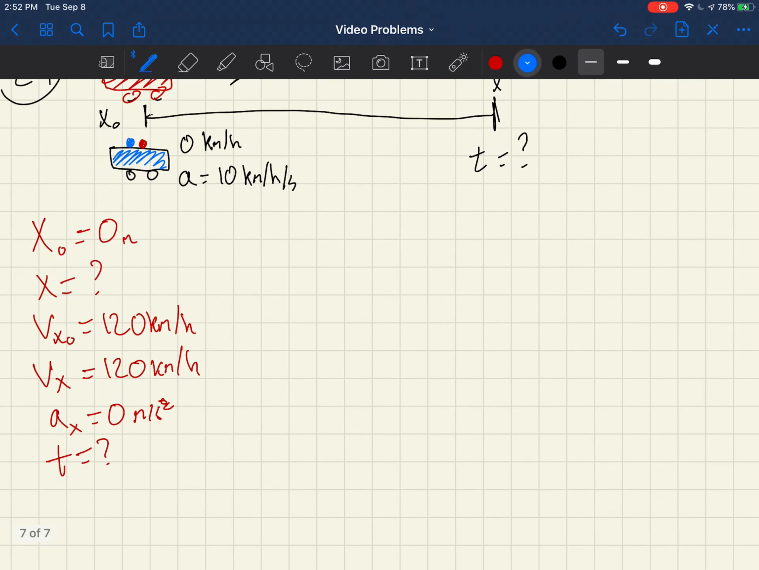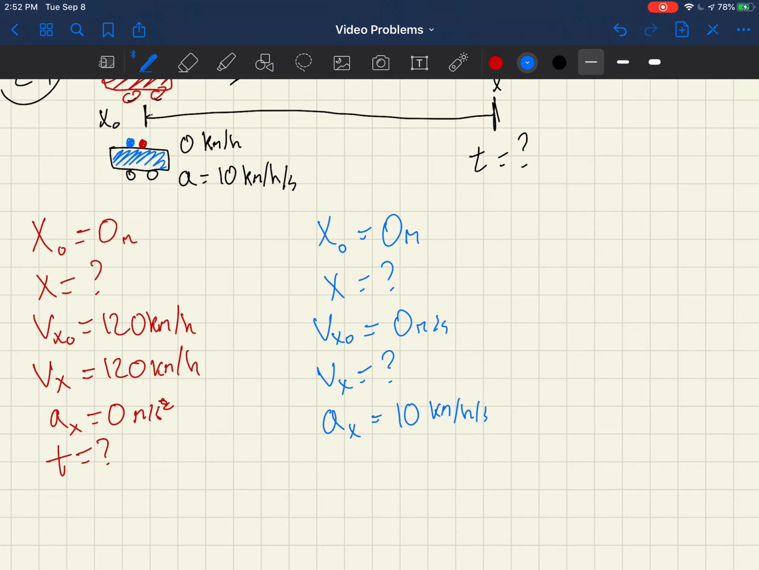So what is going to help us here, let's write down the cop car's variables. So initial position is still 0 meters. We don't know x. We know its initial velocity is 0. Its final velocity, we don't know. We know its acceleration is 10 kilometers per hour per second, and we need to know the time as well. Okay, so same thing here, except now we have even more problems because the final velocity is still a question mark, okay?